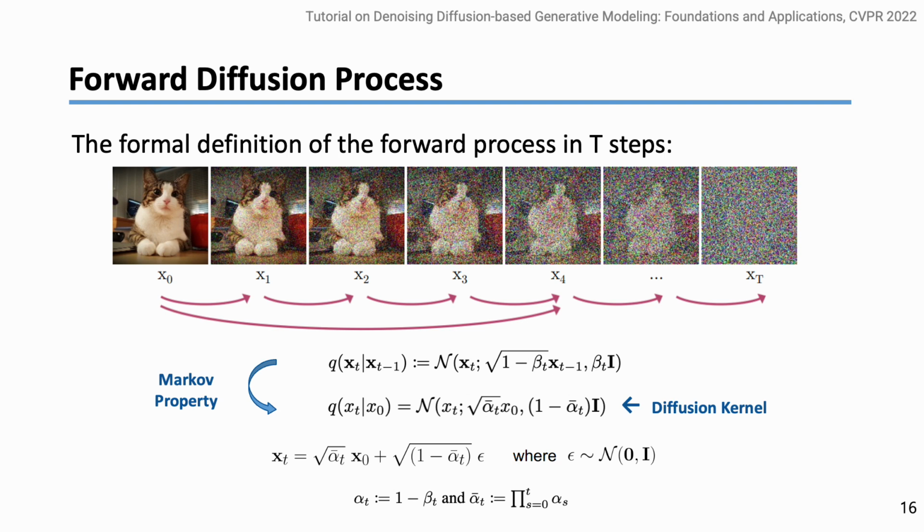And by applying the Markov property, which states that the next step depends on only the current step, we can derive the second row equations. So this allowed us to directly calculate the image at time step t from the clean image x0 without going through all the intermediate steps. As a result, we can sample an image xt from this Gaussian distribution as shown in the third line.